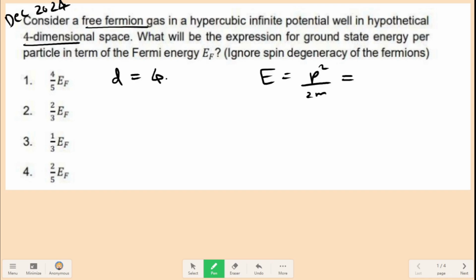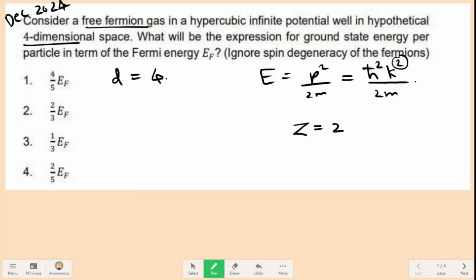And P is equal to h cut k, so we have E equal to h cut squared k squared divided by 2m. This relation is called the dispersion relation. The relation between energy and wave vector k is called the dispersion relation. Now we note that the power of k is 2 here. The power of k in the dispersion relation is denoted by z, equal to 2 here, right?